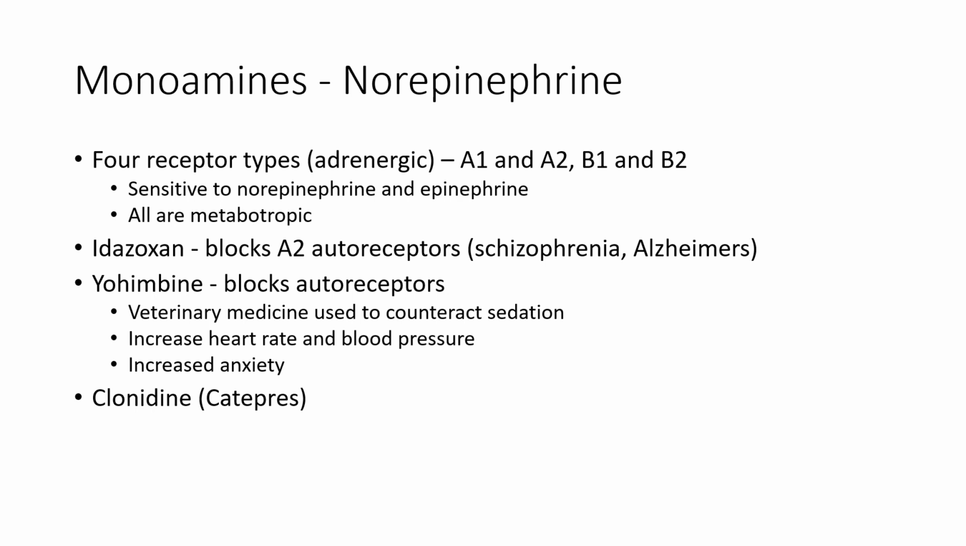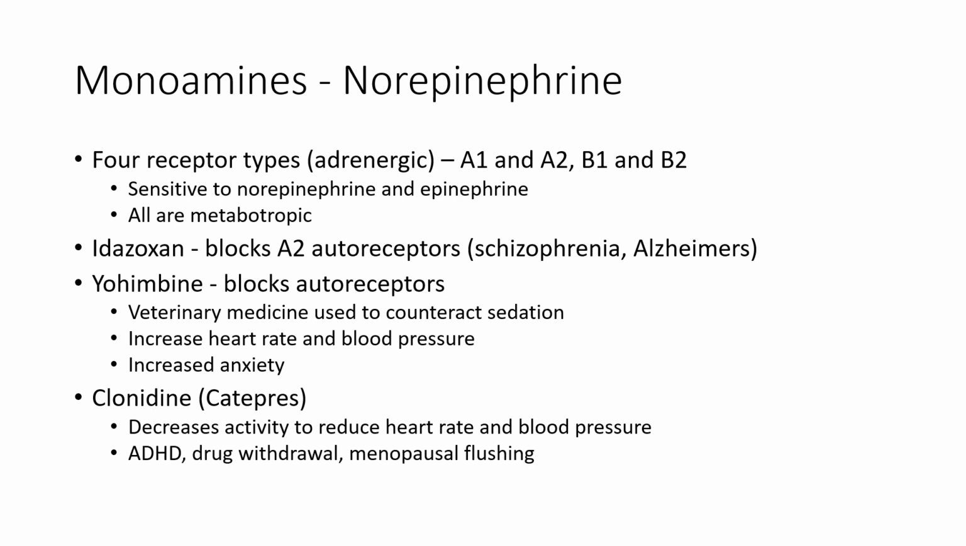Another one is clonidine or Catapres, and this one decreases activity to reduce heart rate and blood pressure. So this is a commonly used drug. This is again going to affect perception of norepinephrine. ADHD, drug withdrawal, and menopausal flushing are different things that Catapres may be given for.